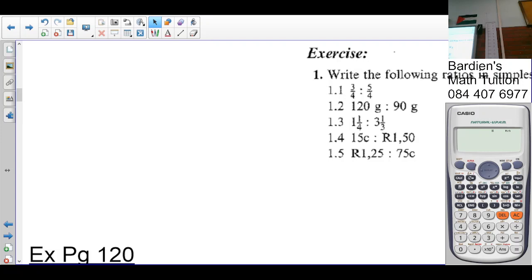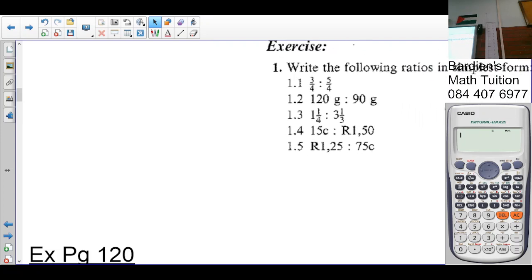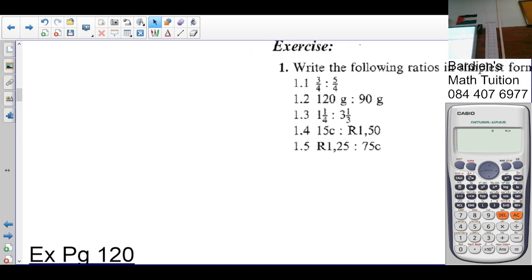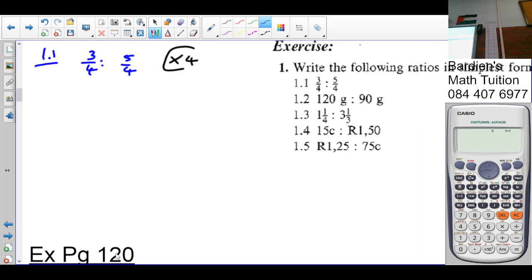Okay, so I'm going to do each and every sum here so that you guys can benefit from it. It says write the following ratios in the simplest form. So I'm going to do 1.1. We're going to say 3 over 4 is to 5 over 4. So what's your LCM here? 4. So I multiply throughout by 4. So the 4's will cancel, so it will be 3. And 5 over 4 times 4, again the 4's will cancel, leaves you with 5. So the ratio in the simplest form is going to be 3 is to 5.